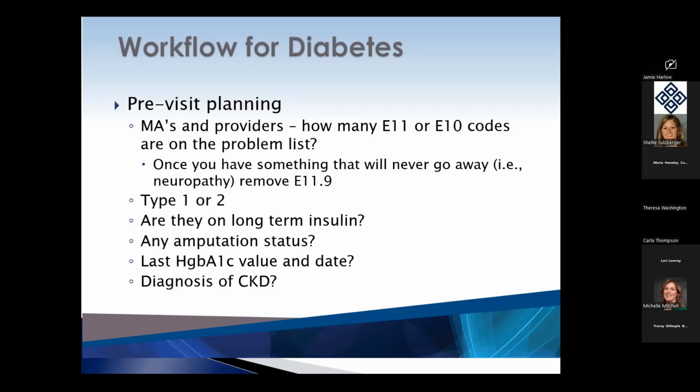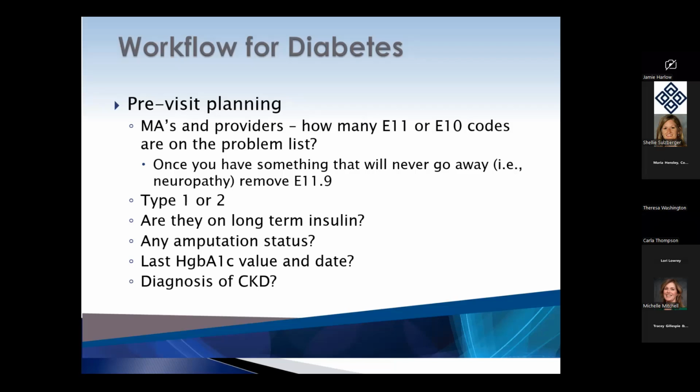Tell me if they're type 1 or type 2. Look at the medication list. Are they on a long-term insulin? Look at the surgical status. Do they have an amputation status? On the problem list, do they have a diagnosis of chronic kidney disease? And when was their last hemoglobin A1C and what was the value?